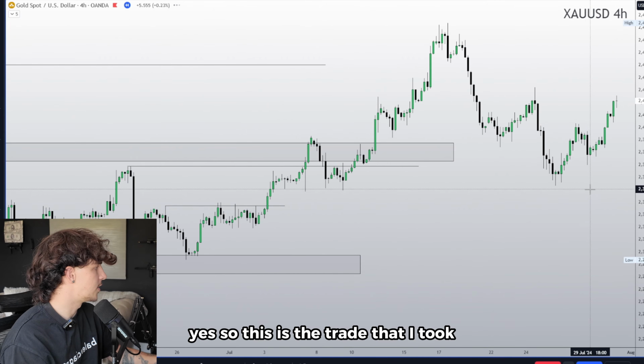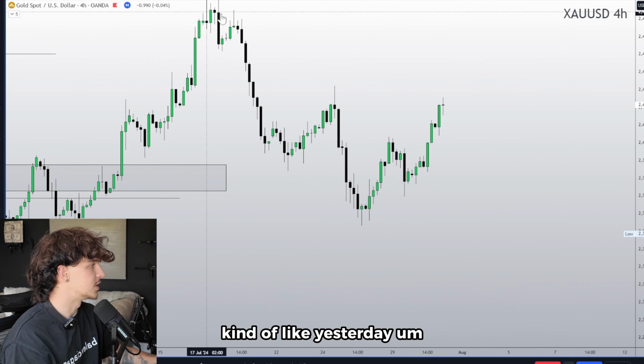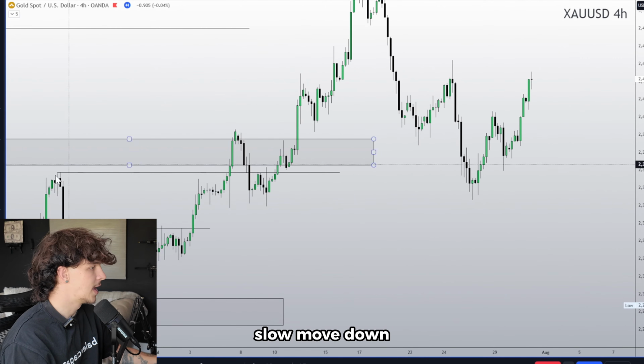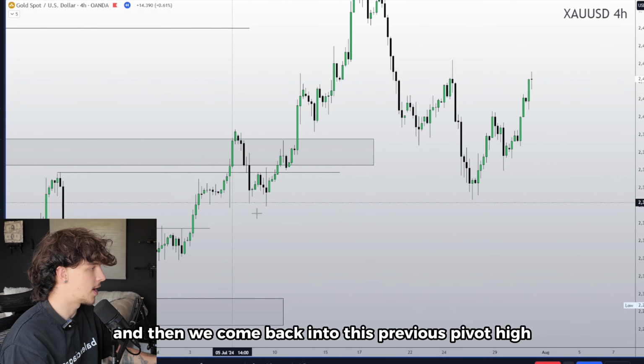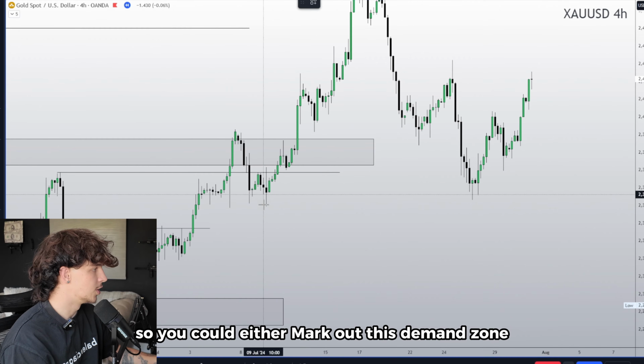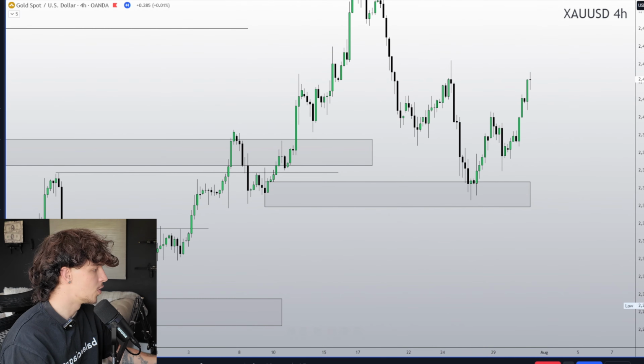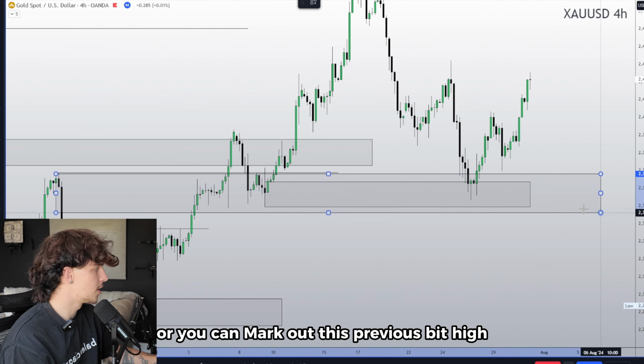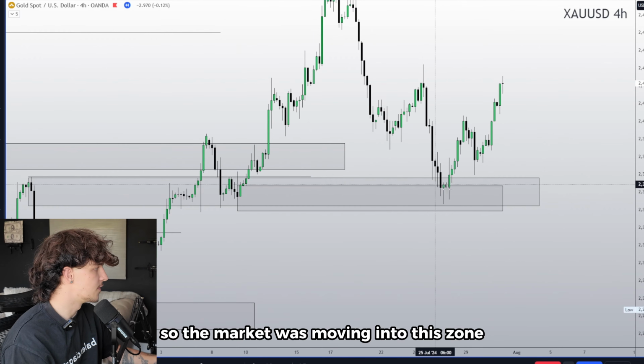Yeah, so this is the trade that I took kind of like yesterday. You can see we have this slow move down, and then we come back into this previous pivot high, and we come back into this demand zone. You could either mark out this demand zone, or you can mark out this previous pivot high, and they kind of line up.